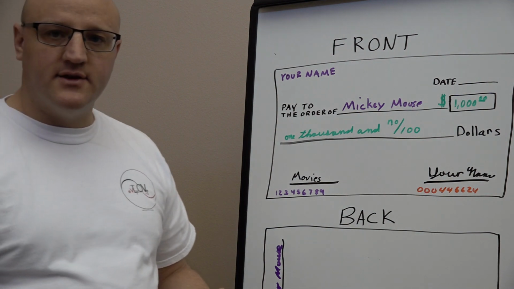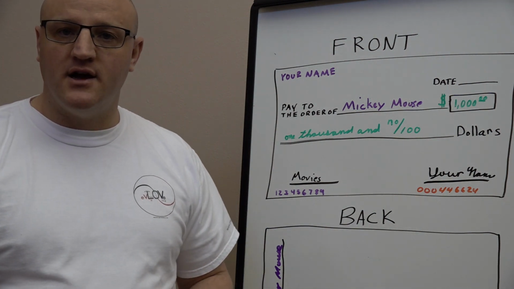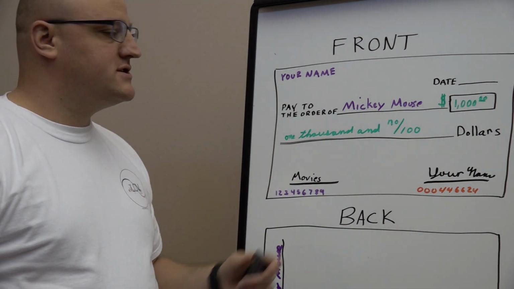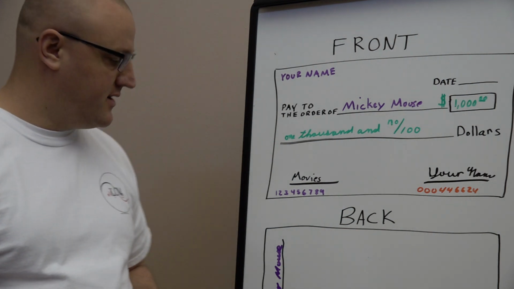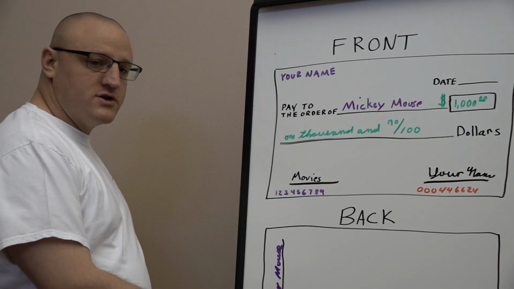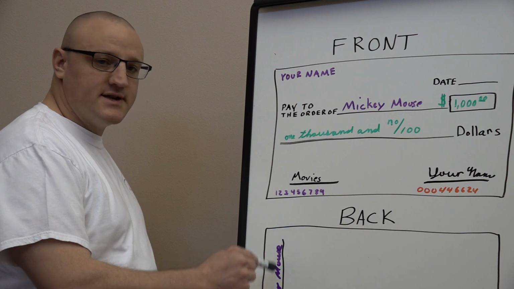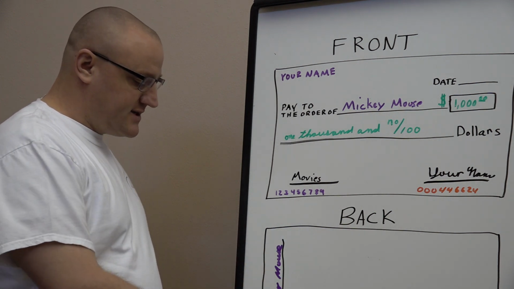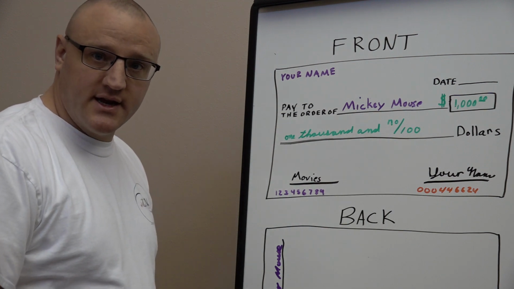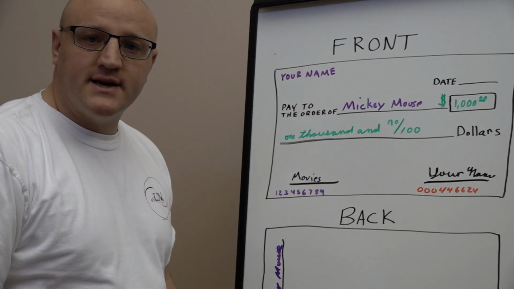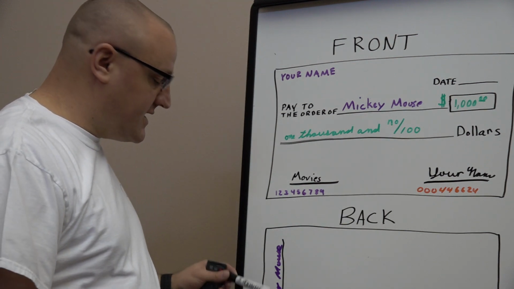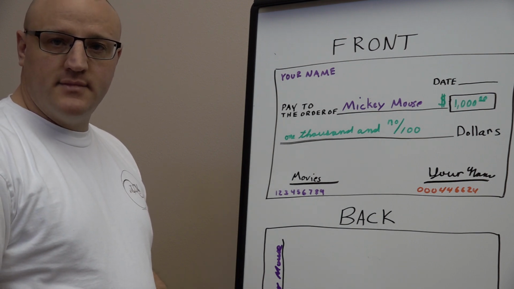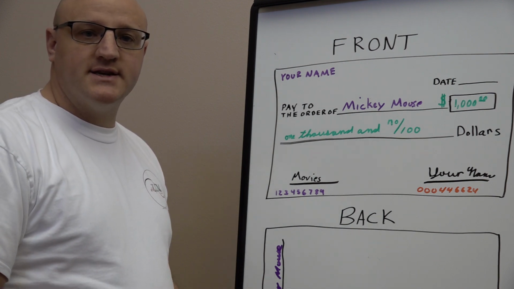Now, once Mickey has gotten the check and he wants to get the $1,000, he's going to take this check in and present it to his bank. And on the back here is an endorsement line. So Mickey's going to have to sign back here in order to be able to cash that check. A lot of times, if he's just putting it in his checking account, he would write for deposit only and then sign his name, and then the bank would put the money into his account.